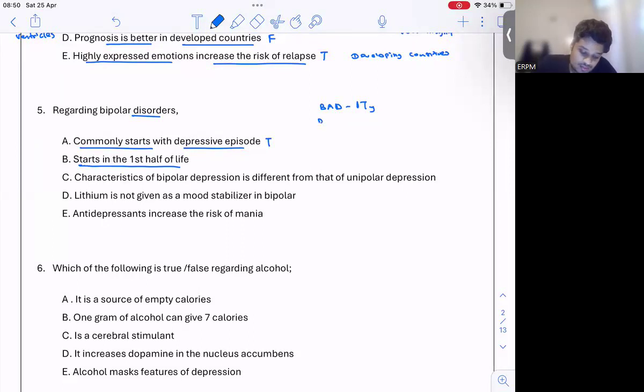Then depression, it's around 27 years. Okay. Then schizophrenia, it's a broader range, 15 to 54 years. So that's a broad range. Okay. So bipolar starts in the first half of life, around 17 years. Okay, it's true.